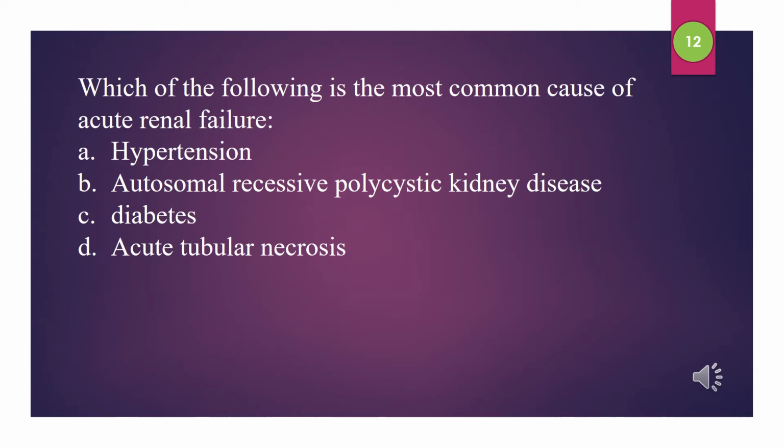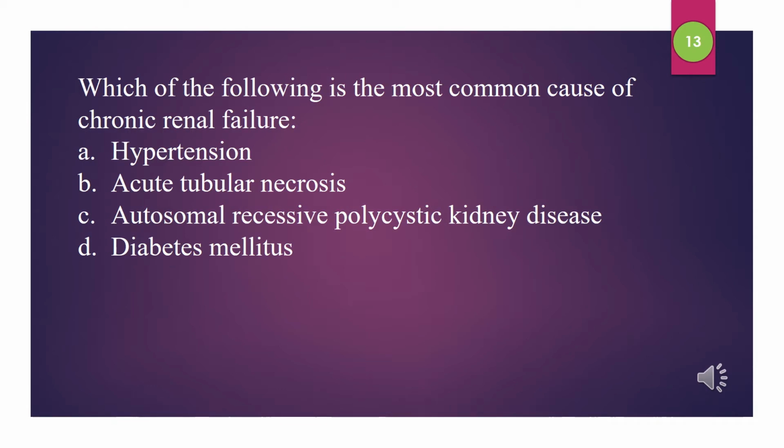Which of the following is the most common cause of acute renal failure? A. Hypertension. B. Autosomal recessive polycystic kidney disease. C. Diabetes. D. Acute tubular necrosis. The answer is D. Acute tubular necrosis. Which of the following is the most common cause of chronic renal failure? A. Hypertension. B. Acute tubular necrosis. C. Autosomal recessive polycystic kidney disease. D. Diabetes mellitus. The answer is D. Diabetes mellitus.